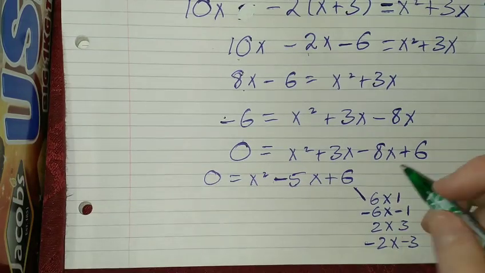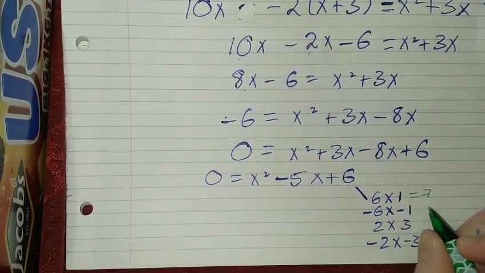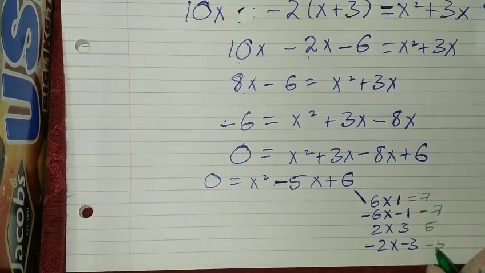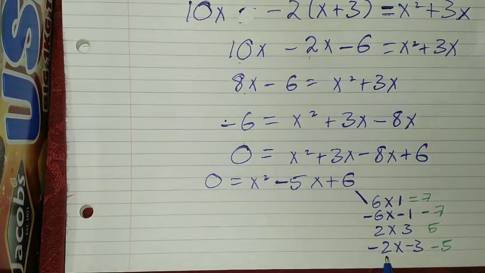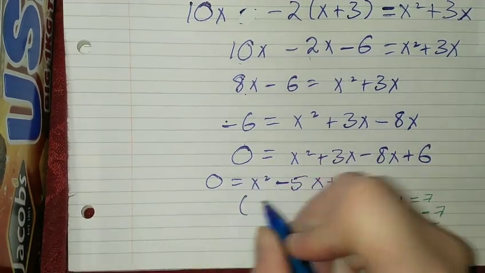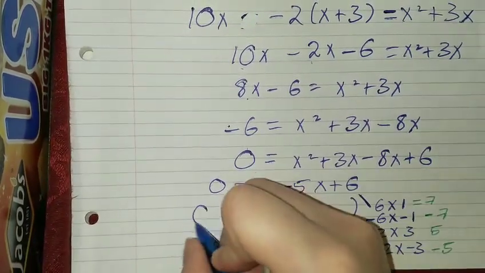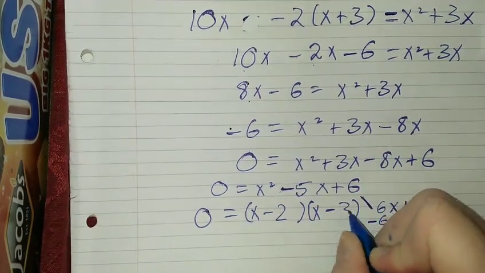But if I add 6 and 1, I get 7. If I add 6 and minus 1, I get minus 7. Here I get 5. Here I get minus 5. So the pair of factors that I'm going to have to pick will be minus 2 and minus 3. So I form brackets and I put x in each of them. And then I put minus 2 and minus 3.